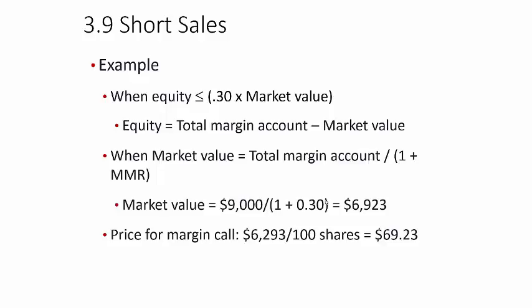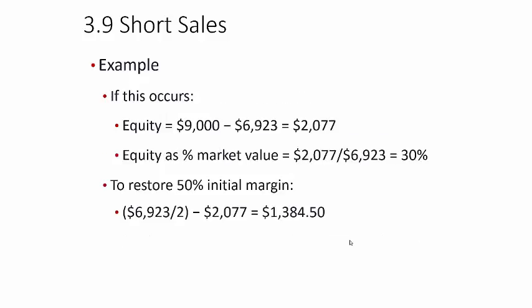Because the price is going up. Because we're hoping with a short sale to buy it at a cheaper price. But here we have the price going up. So that's not a good thing. So if this occurs, your equity is $2,077.